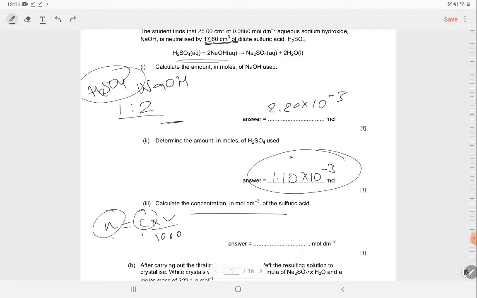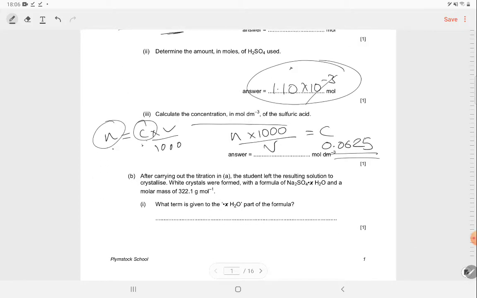So all you need to do is rearrange the normal formula. So C equals N times 1,000 over V. Long story short, you plug in 1.10 times 10 to the minus 3 times 1,000, divided by the volume 17.6. That gives 0.0625. You are allowed to take a calculator in the exam, so it's absolutely fine.